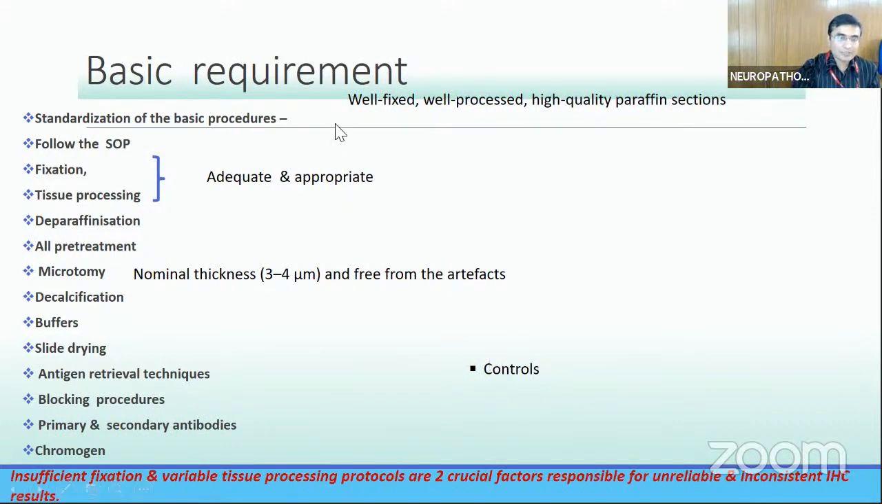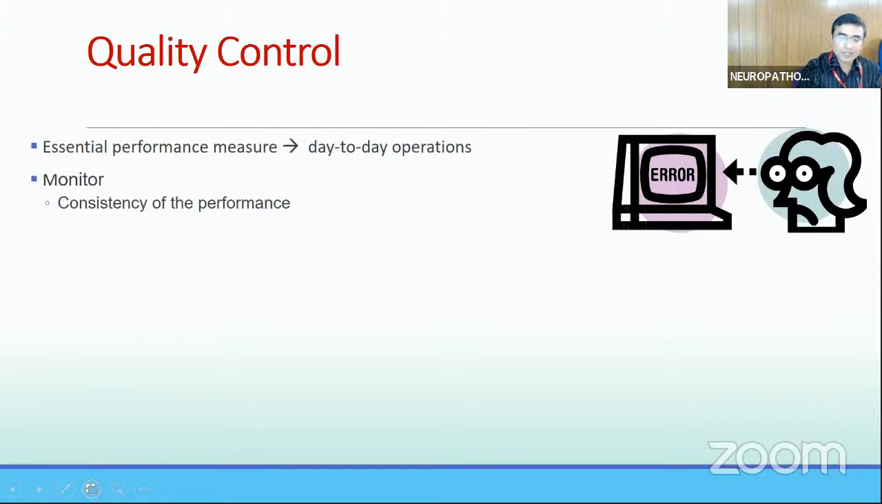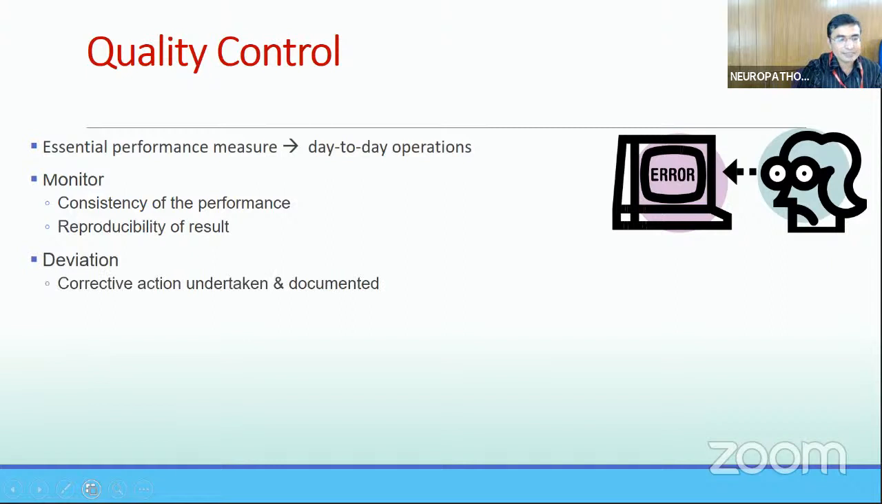Now, overall, if you see, so many steps are there, but literature and also experience say that the two crucial factors which affect IHC results are simple fixation and processing. Those are the two essential things which may not be related to IHC directly, but for any special stains too, these two are vital steps. Quality control, as I mentioned to you, is a step or measure done to monitor day-to-day operations. It monitors for any errors, consistency of performance, and whether we can reproduce the expected result. Anything which is deviating, you have to recognize the root cause of it and appropriate corrective action has to be taken.